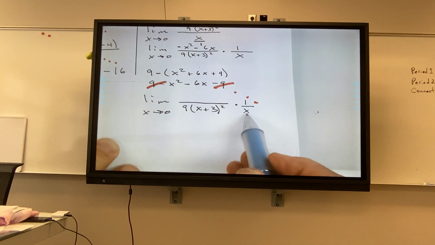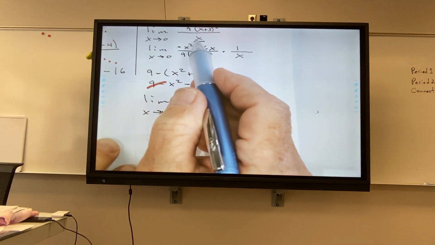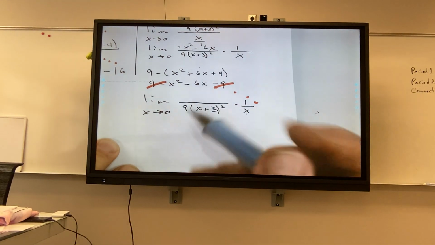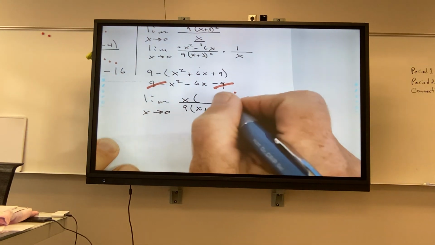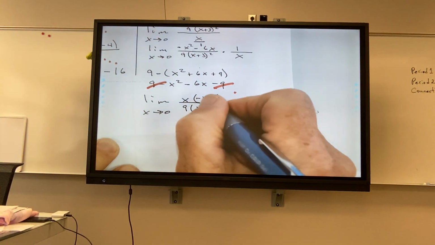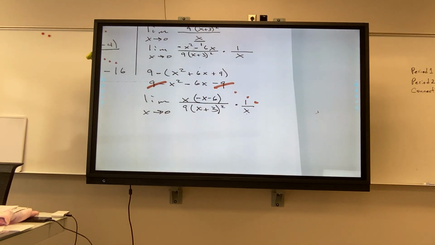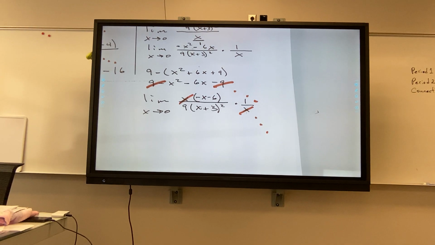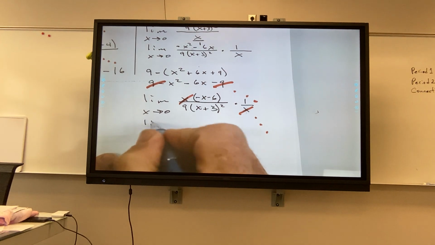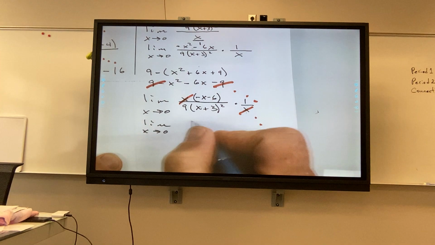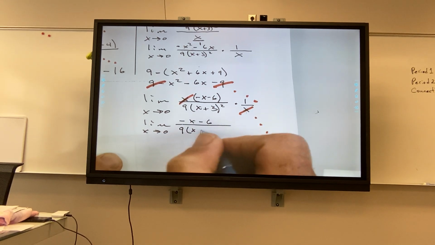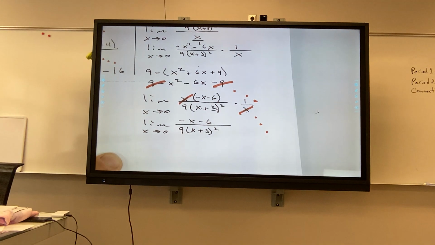And I want to get rid of this x, right? X was the problem child up here. So can I factor out an x here? Yeah. Okay, what do I get when I factor out an x? What's left in there? Negative x minus 6. Now I get a whole new expression in which I can put 0 into here. Would you agree with that?